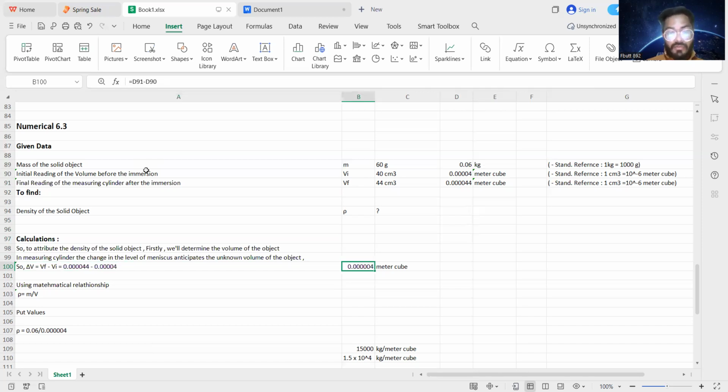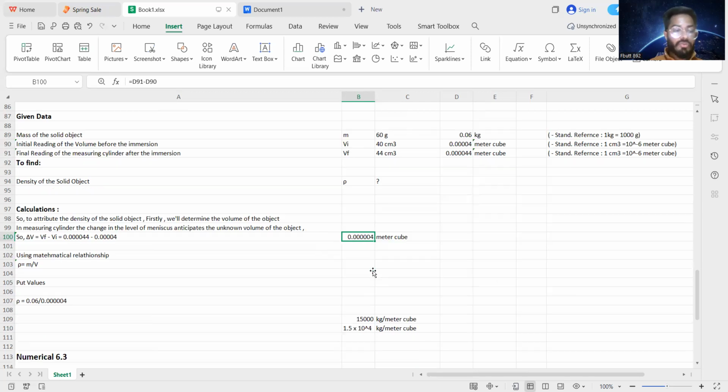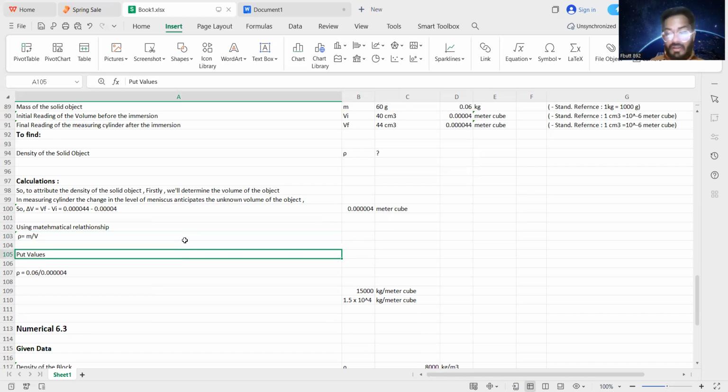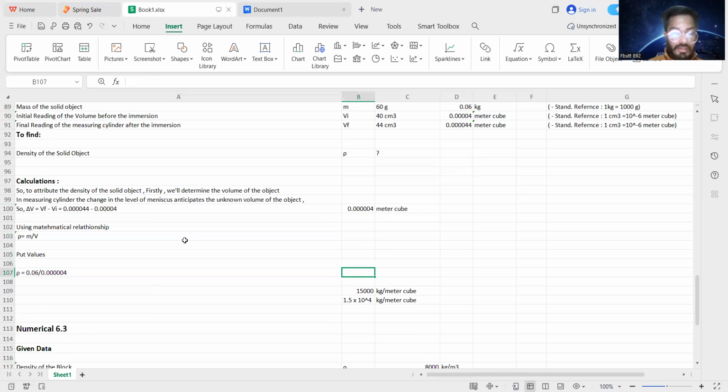And after subtracting these two figures, I'll get approximately 4 multiplied by 10 raised to the power minus 6 meter cube, in standard scientific form. So using the mathematical relationship, density of an object is equal to mass divided by volume, or the total quantity of matter possessed by the object divided by the internal spacing of the object, which is called the volume of the object. So after putting in values, density is equal to 0.06 divided by 4 multiplied by 10 to the power minus 6 meter cube.